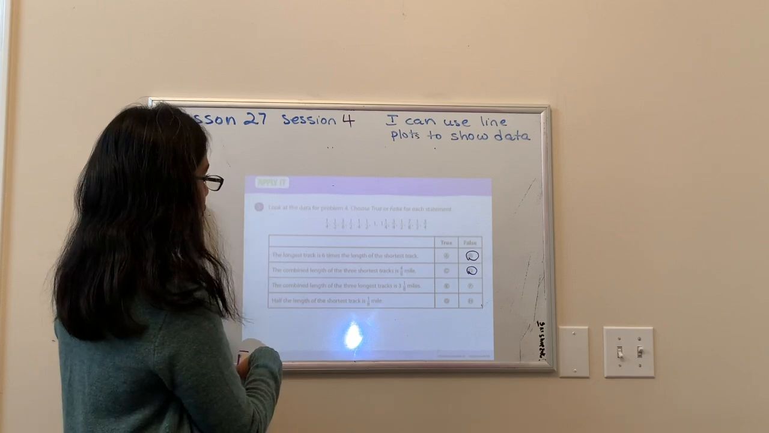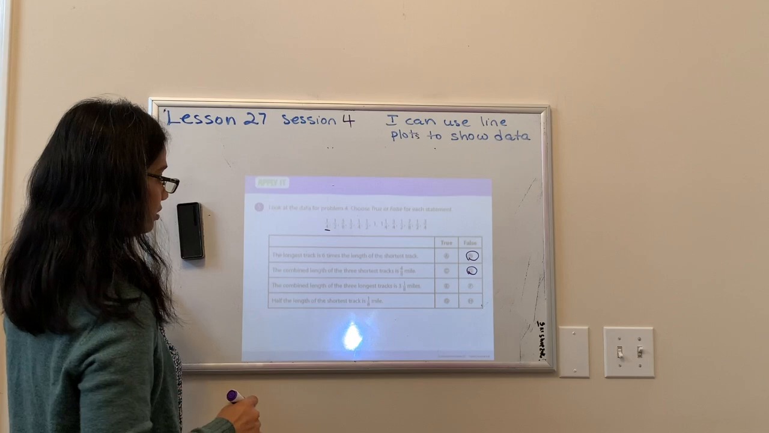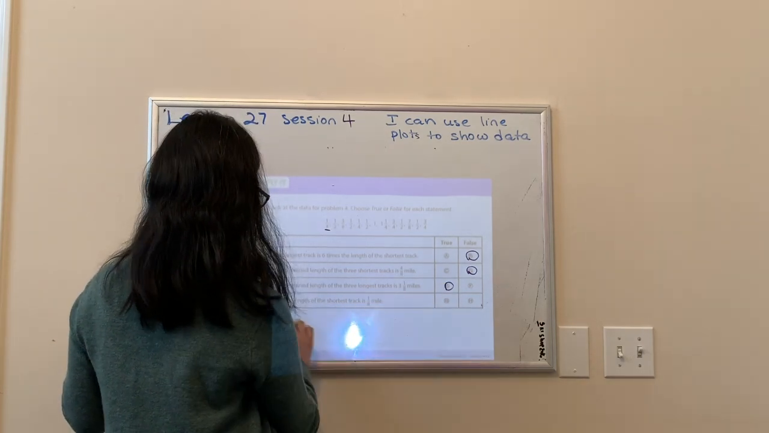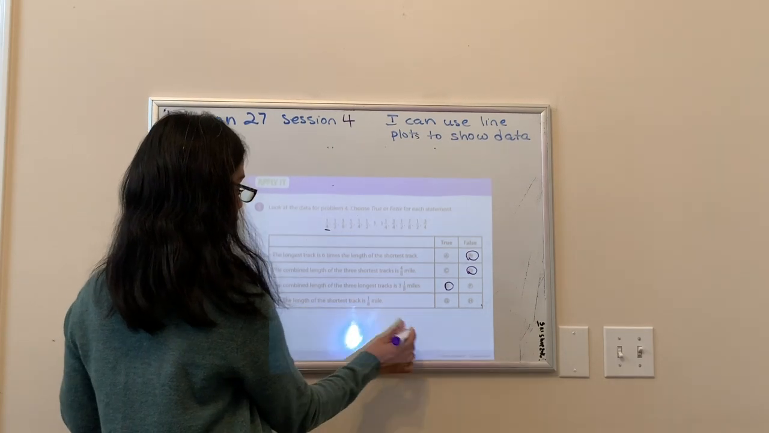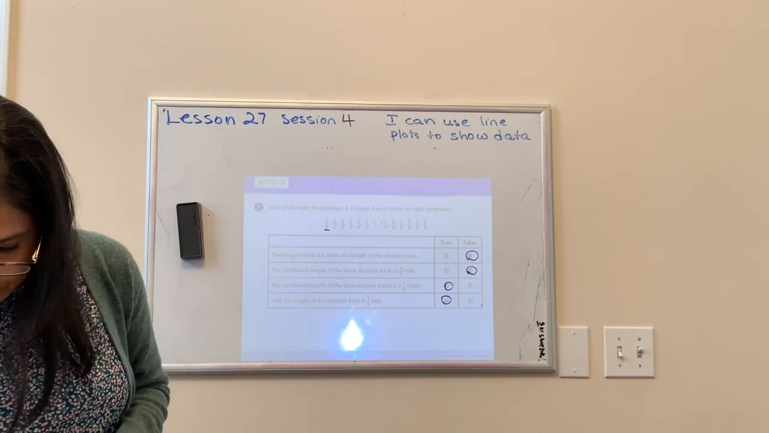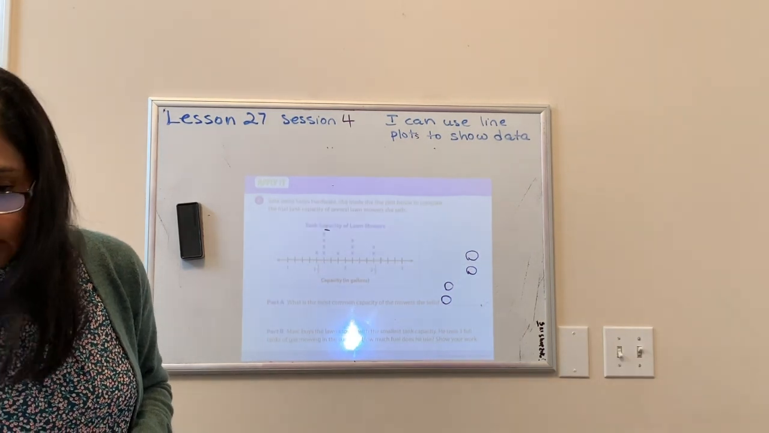So the 3 shortest tracks are what? 1/4. False. The combined length of the 3 longest tracks is 3/8 of a mile. This one is true. And half the length of the shortest track is 1/8 of a mile. And that is also true. Okay. And number 6.